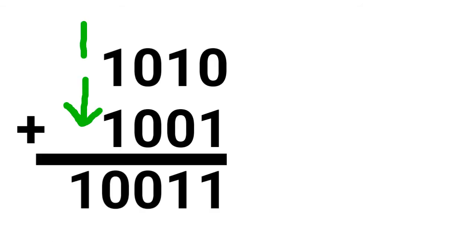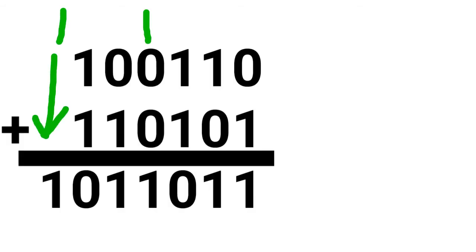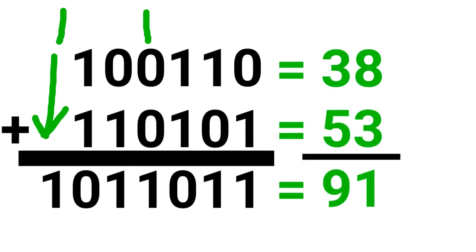For example, 1010 plus 1001. By applying the rules of adding binaries, the answer would be 10011. If we make those binary numbers to decimals, it would be 10 plus 9 is equal to 19. Another example, if we add 100110 plus 110101, the answer would be 10111011. If we change that to decimals, it would be 38 plus 53 is equal to 91.